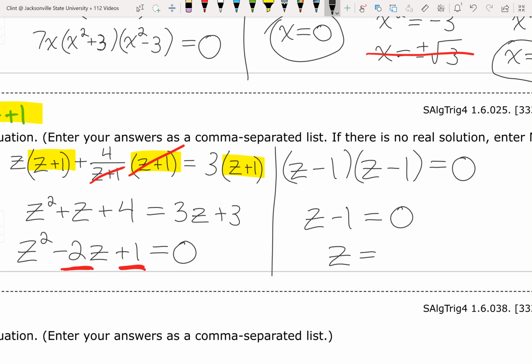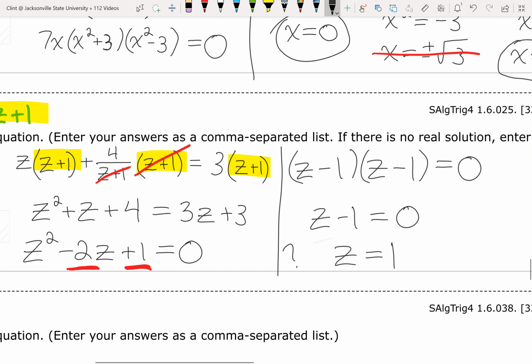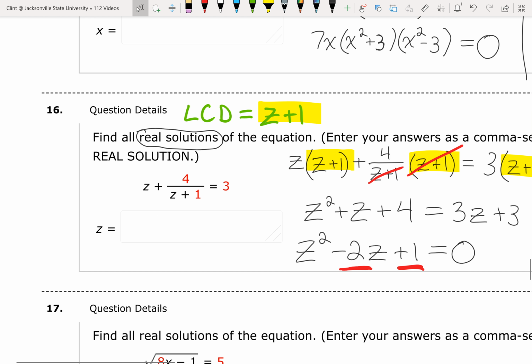So that will give us z equals 1. We're not happy yet, though. Wow, we've got to check this, because remember, we might have solutions that don't work. So let's go back and look. So we have +1. Okay, so if we're checking, that will be 1 plus 4 on the top. Then we got +1 plus 1, so that would be 2 on the bottom. This equals 3 is what this says.